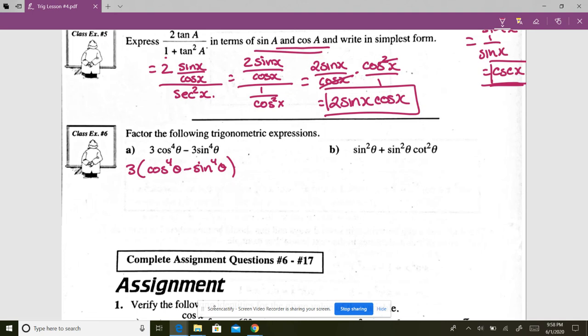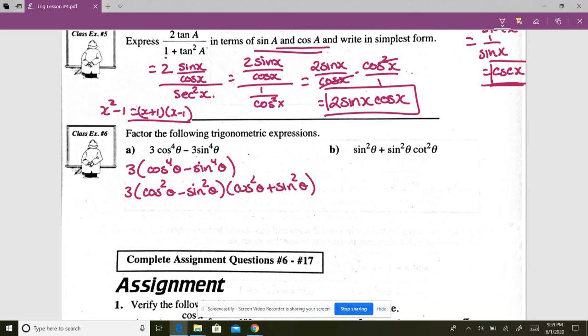Hopefully you remember, this is a difference of squares. It's like x squared minus 1, which would be x plus 1, x minus 1. So these are to the 4th, so it's going to turn into cos squared theta minus sine squared theta times cos squared theta plus sine squared theta. And then hopefully you're recognizing that cos squared plus sine squared is 1.